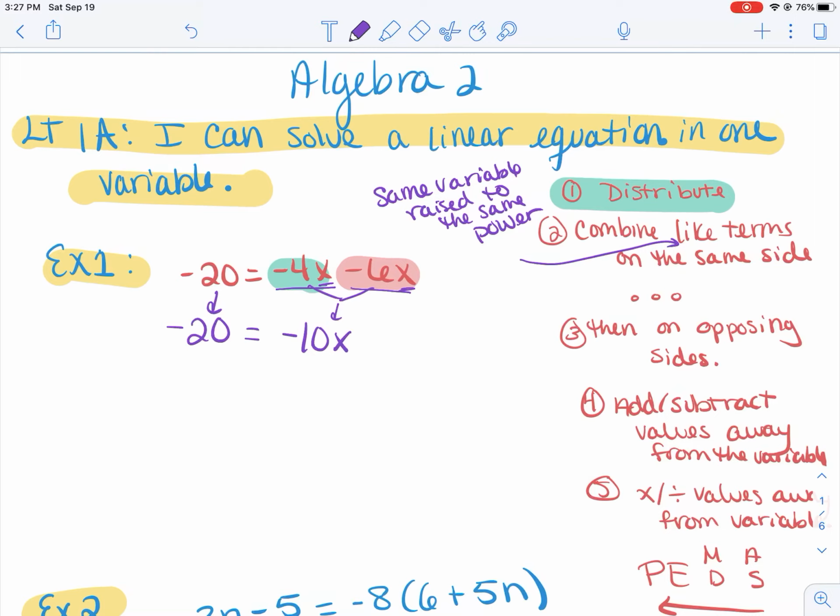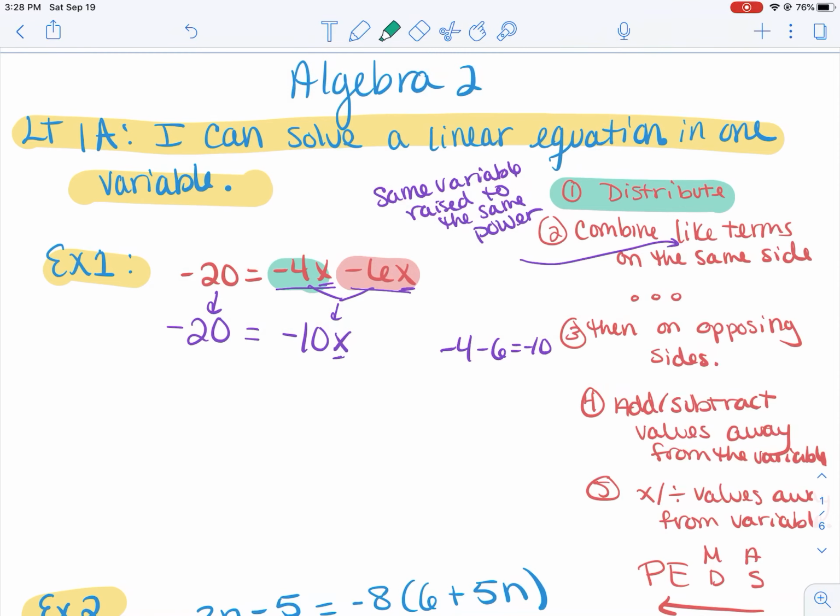When they're on the same side of the equation, you're not adding the opposite or anything like that. You're just combining what you see. Negative 4 and negative 6 is negative 10, okay? And again, the variable stays the same. Now, if we had like terms on opposite sides, we would go ahead and combine those. But on the left-hand side, I have negative 20, which is just an integer. And on the right-hand side, we have negative 10x, and that has a variable with it. So those are not like terms because they don't have the same variable.